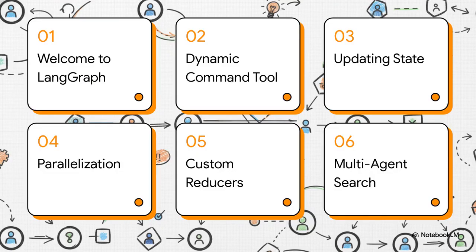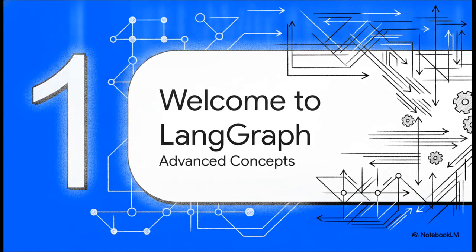So here's our roadmap for the explainer today. We're going to cover the jump to advanced LangGraph, unpack the new dynamic command tool, look at updating state on the fly, dive into parallelization and fan-out, learn how to tame data chaos using custom reducers, and finally, put it all together with a real-world multi-agent search build. All right, let's kick things off with a welcome to advanced LangGraph.